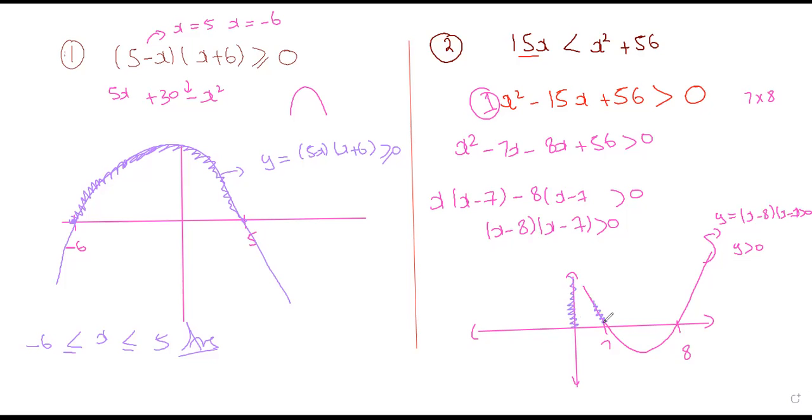So it would be basically this and this. So I am going from here to there and from here to here. So x would be less than 7 or x would be greater than 8. Okay. This is how we find the answers. Yes, this was the last question from this section.